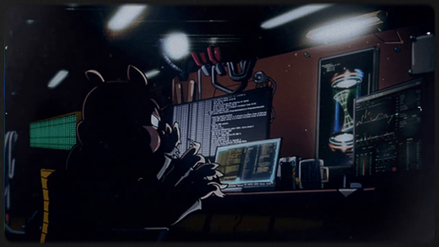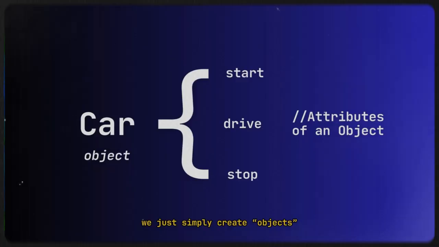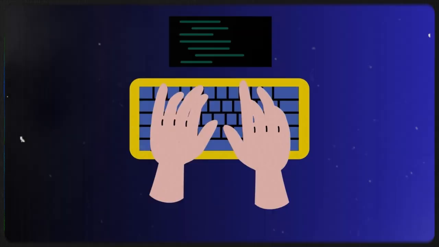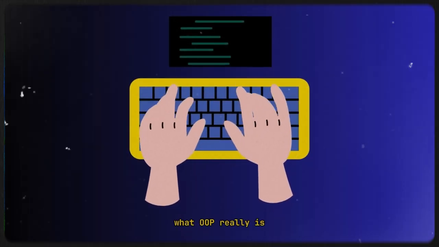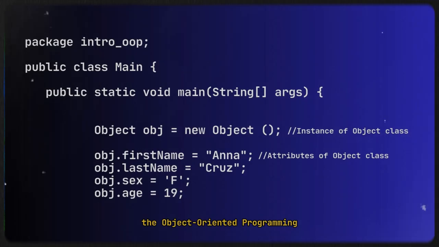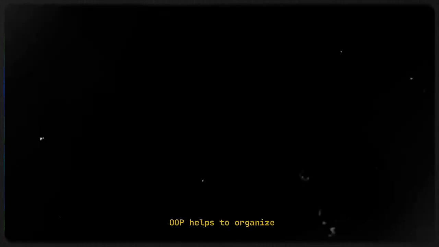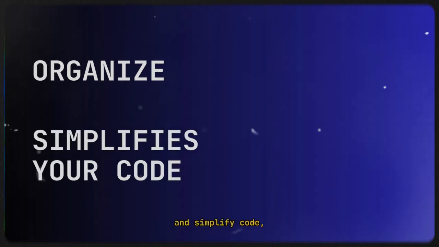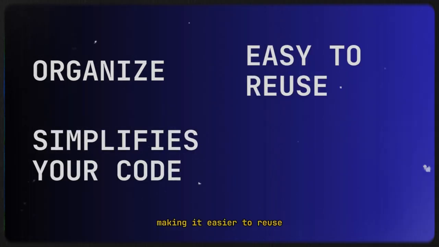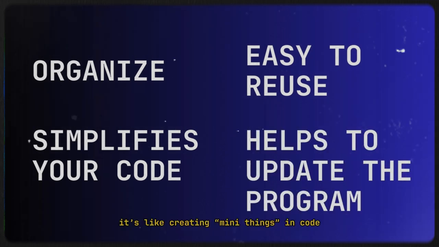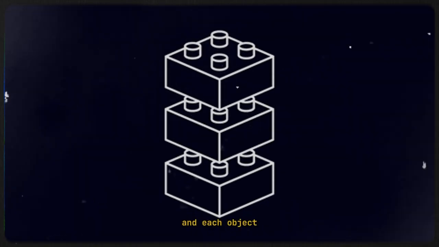Instead of writing long blocks of code, we just simply create objects that hold both data and functions. Let us explore what OOP really is and why it is so powerful. Object-oriented programming is a programming method that uses objects that represent real-world things. OOP helps to organize and simplify code, making it easier to reuse and update the program. It's like creating many things in code, and each object has its own function.